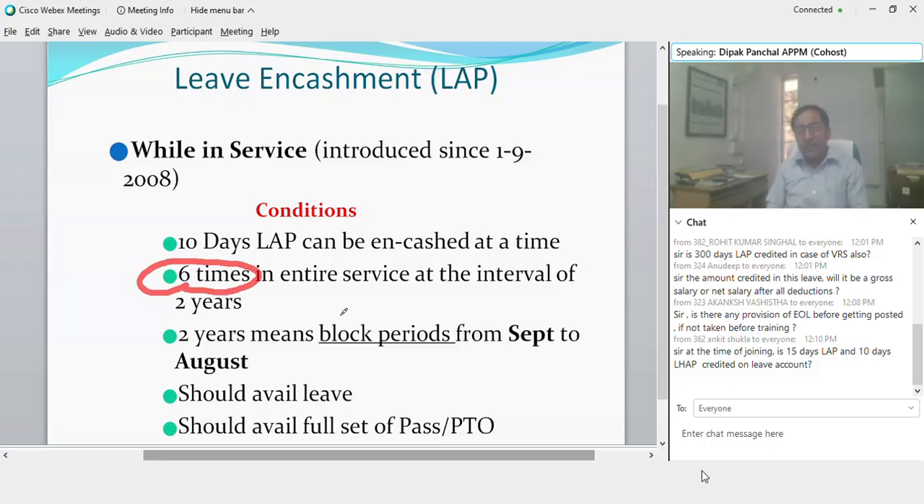And when you reach selection grade, it is advisable that you avail this benefit when you reach the selection grade. At that time, your pay will be much higher, and the encashment is given at the rate of the pay which you apply. I mean, date of application.